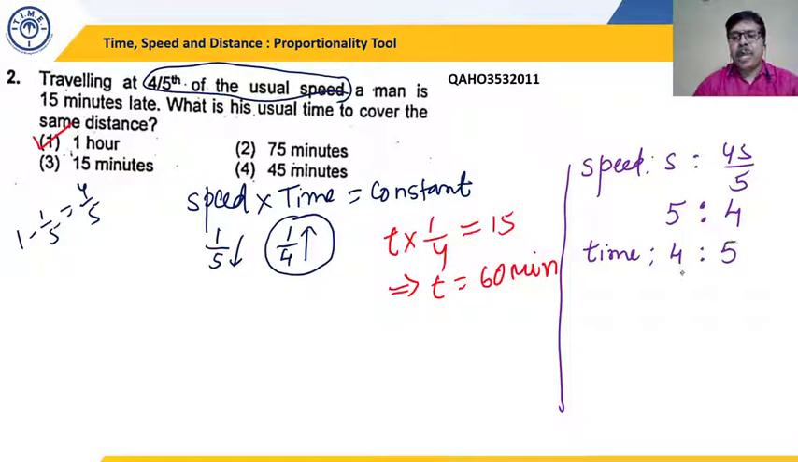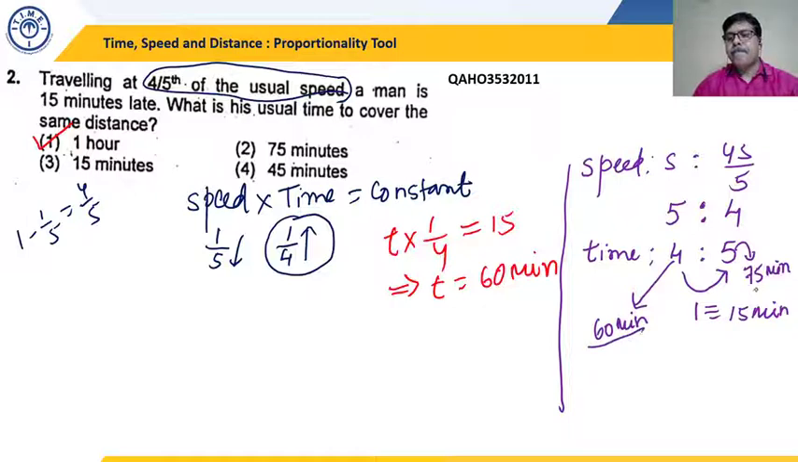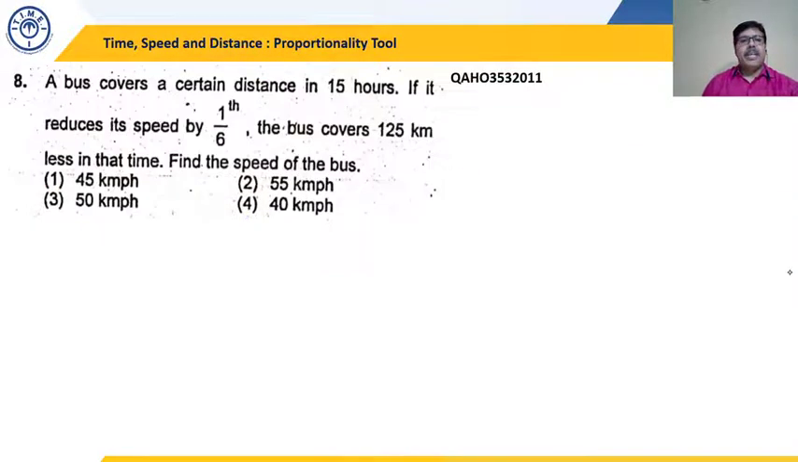And the difference between 4 and 5 is 1 ratio point, and this 1 ratio point is equivalent to 15 minutes. The difference between old time and new time is 15 minutes. He is getting 15 minutes late. Can I say 4 is equivalent to 4 into 15, 60 minutes? Then 5 is equivalent to 5 into 15, 75 minutes. I hope this is fine. So my old time is 60 minutes and the new time is 75 minutes. All right. Now, next one.